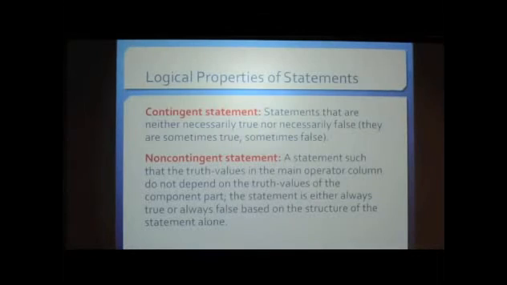So contingent statements are statements that are neither necessarily true nor necessarily false. They are sometimes true and sometimes false, okay? Non-contingent statements are statements such that the truth values in the main operator column do not depend on the truth values of the component parts. The statement is either always true or always false based on the structure of the statement alone, okay? So you can have contingent statements and non-contingent statements, and being contingent or not contingent are logical properties that belong to the statement itself based on the form of that statement, okay?